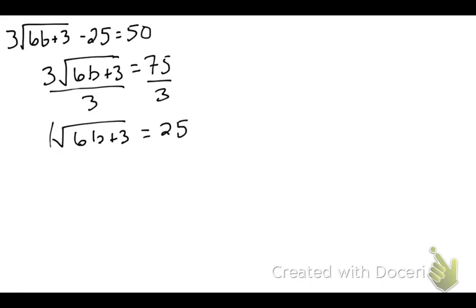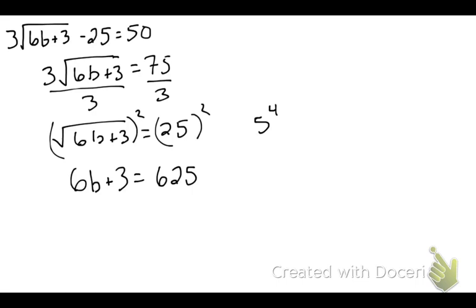Now I'm going to square both sides to get rid of the square root. Squaring a square root just gives you the radicand, so 6b plus 3. 25 squared. This one comes up a lot. You really should have it memorized. It's 625. The other thing that's related to this is 5 to the 4th. That is also 625. It comes up a decent amount of times where it's just worth knowing that as a fact.